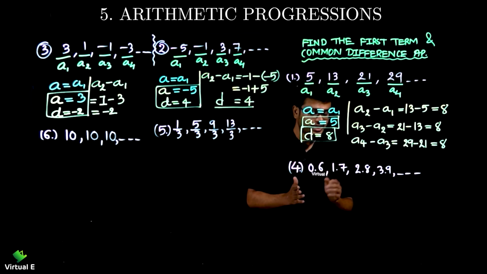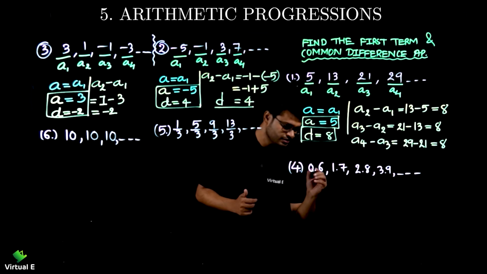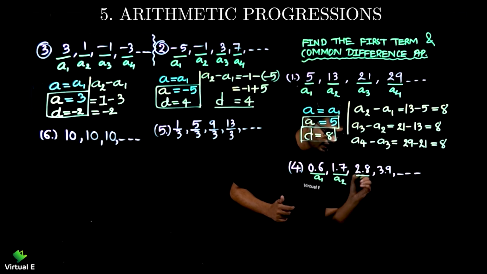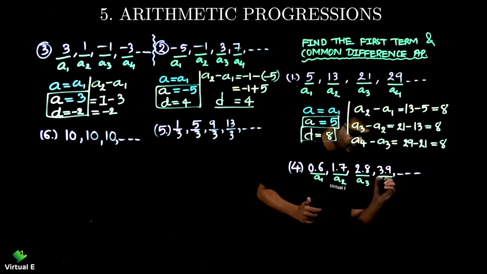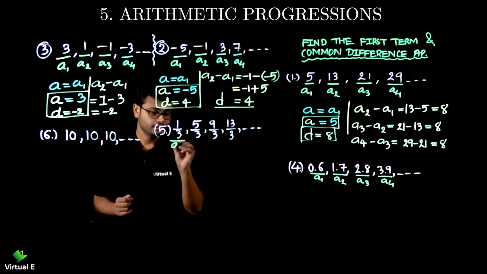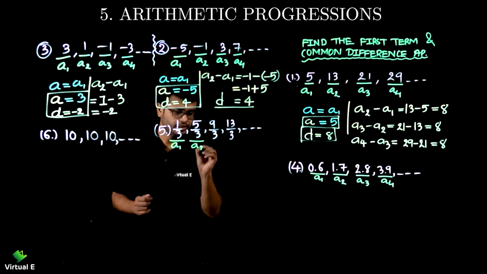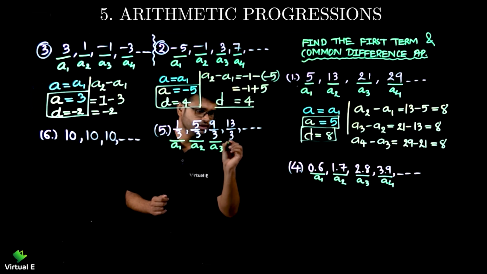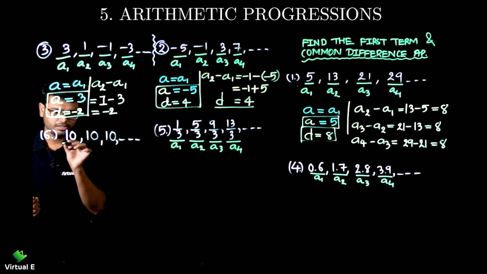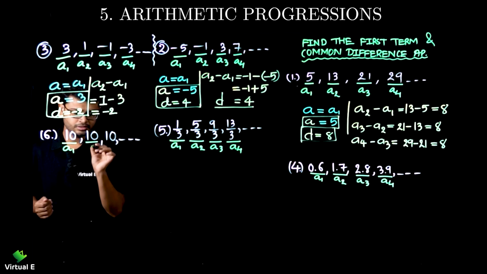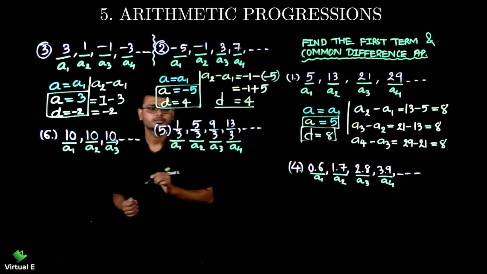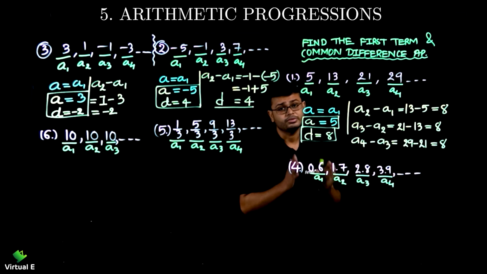So first of all, let's name the terms. This is A1. Then A2, then A3, then A4. Simple. Here as well, which is A1, A2, A3 and A4. Same here as well, which is A1, A2 and A3. Done. So we have given names to the terms.